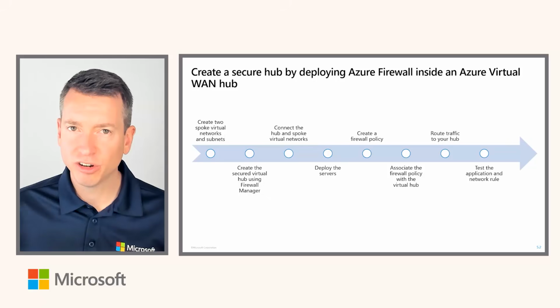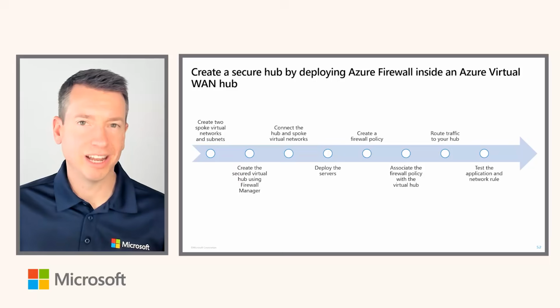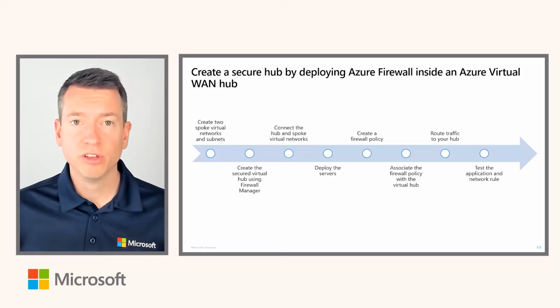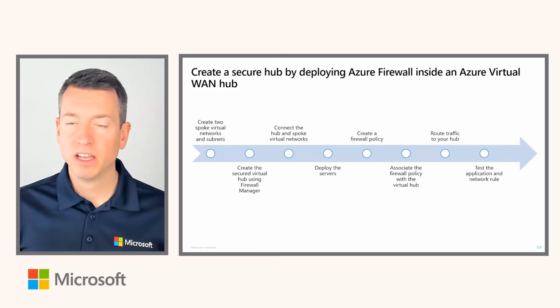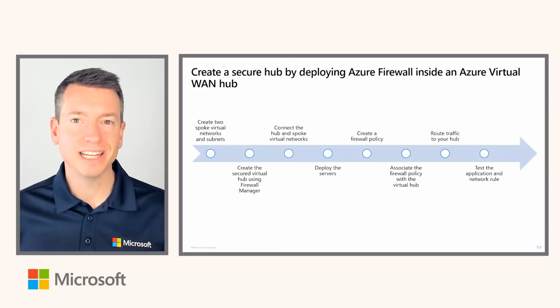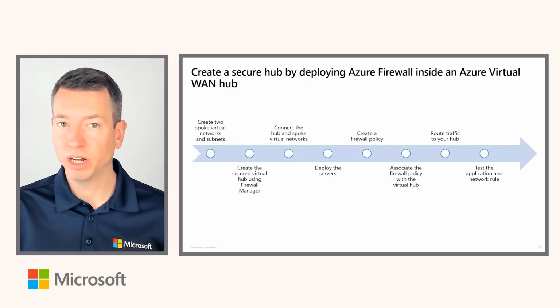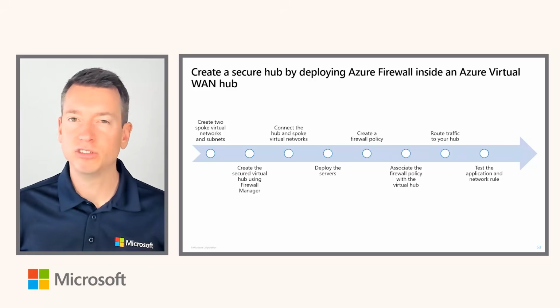To create a secure hub, by deploying Azure Firewall inside an Azure Virtual WAN hub, you use Azure Firewall Manager. Traffic routing to the firewall is automated by Virtual WAN, so there is no need to create user-defined routes.